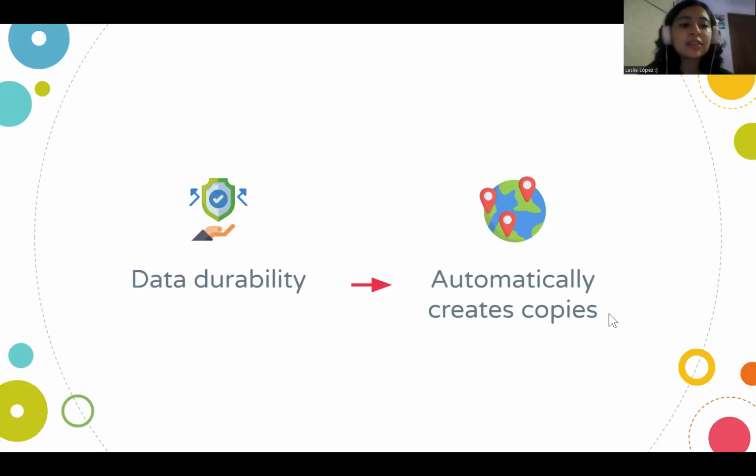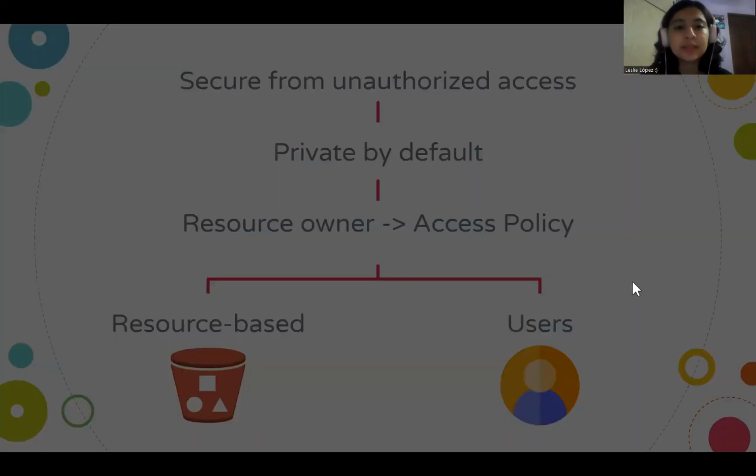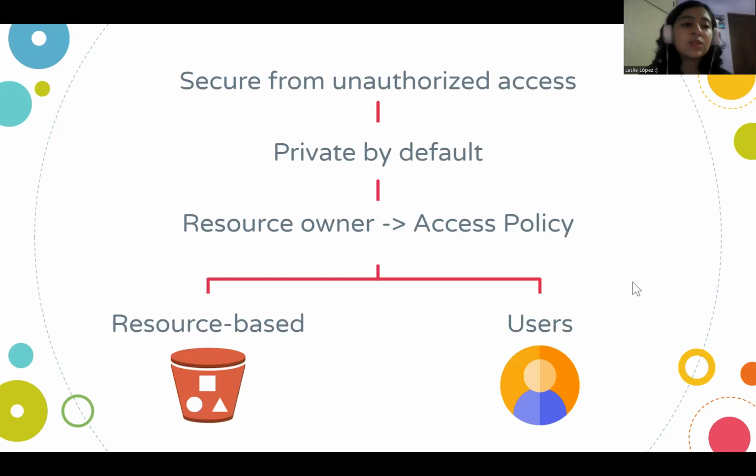It also provides data durability, since Amazon S3 features a tool for creating copies automatically, either in other regions of the world or within the same region. Thus, in the case of an accident or an emergency, data will be preserved because of its many copies in many places. Also, it is secure from unauthorized access since by default it is configured to be private, and only the resource owner can edit the access policies.